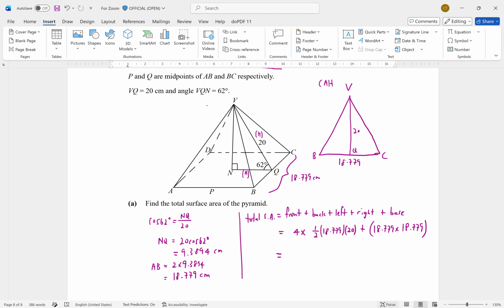So that is 4 times half times 18.779 times 20, plus 18.779 squared. I get 1103.8. If you round off to 3 significant figures, it is 1100 cm squared. So to find the total surface area of a pyramid, just find each of the surfaces and add them all up together.